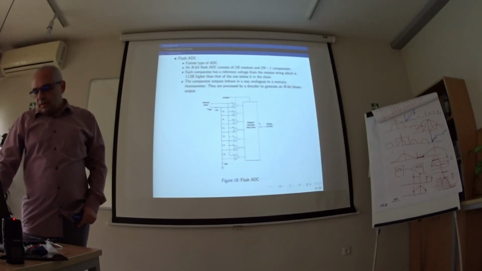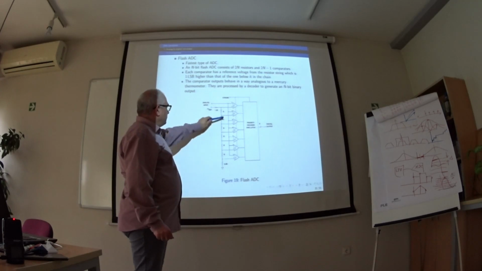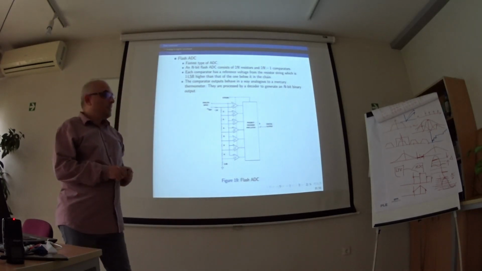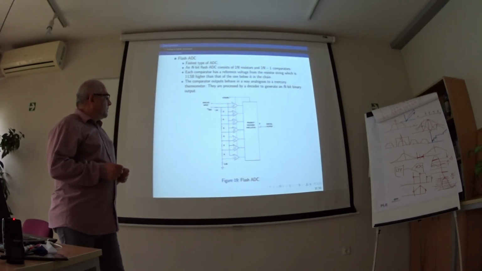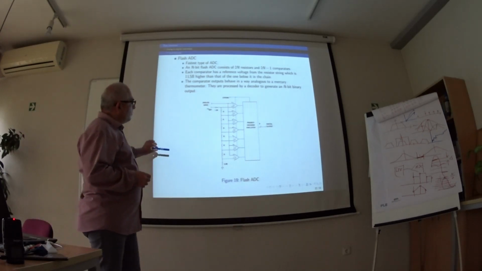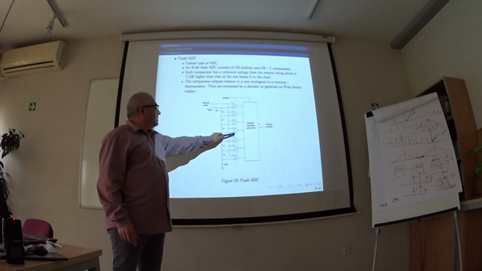The first architecture is the so-called flash analog to digital converter. We have a voltage divider with resistors and many comparators. The idea is, this output behaves like a bar graph. For a given level of the input voltage, this may be 1, this may be 1, this may be, up to here.